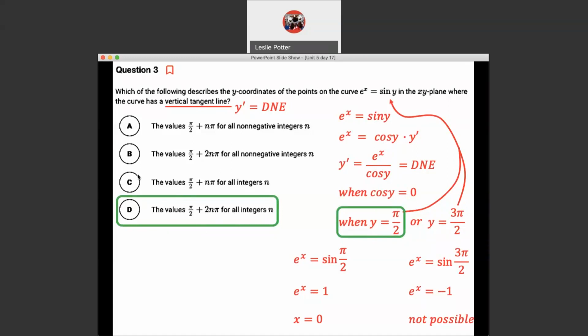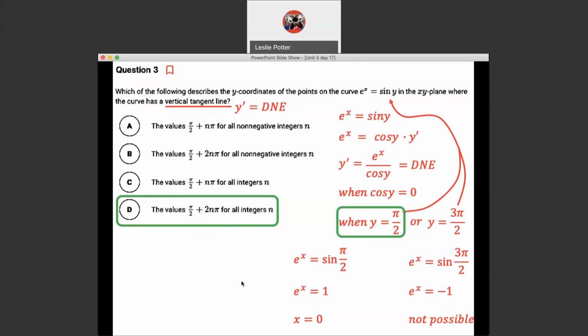And then to determine whether it's b or d, we know that we can have any integer for n. In other words, we can go forward through the unit circle or backwards through the unit circle. It doesn't matter if n is positive or negative. So we would choose d, the pi over 2 plus 2n pi for all integers n, both positive and negative. So that is that problem.